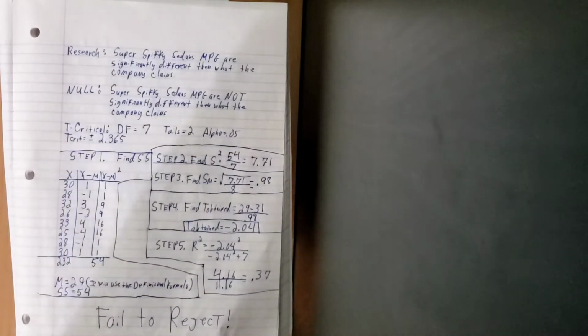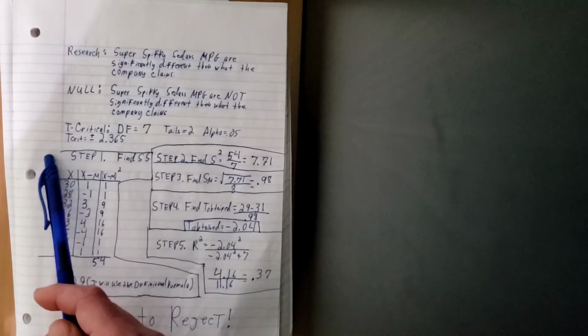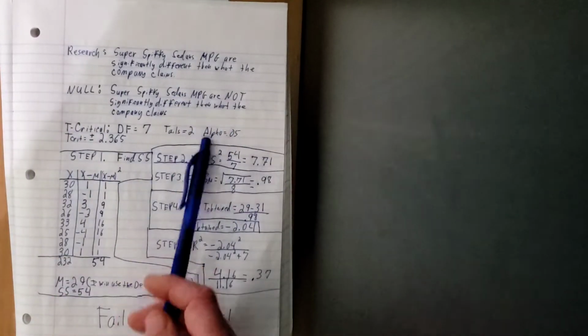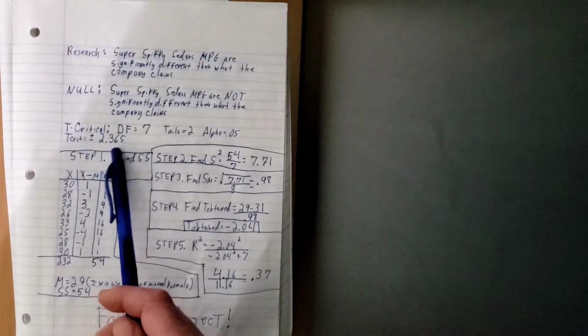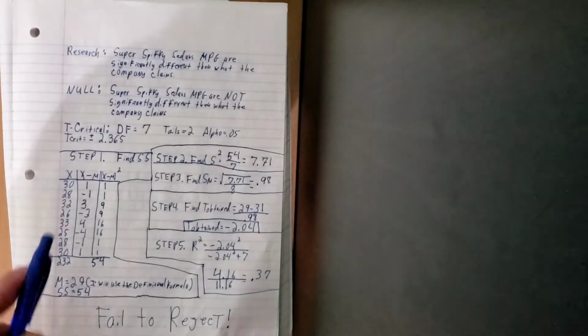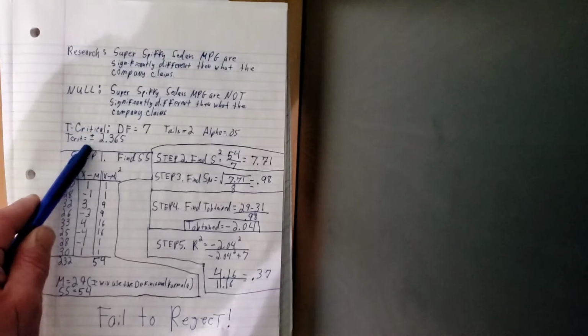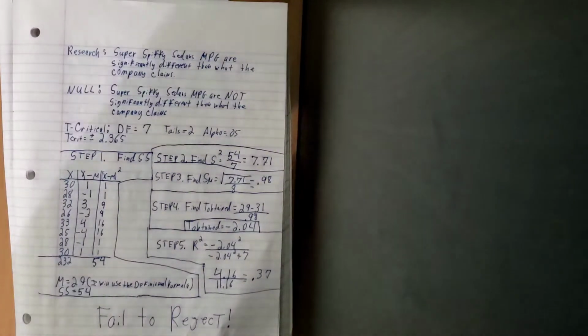If you go in your T table and you go to 0.05, two tails, down to degrees of freedom of 7, you will see that the corresponding value is 2.365, and the correct way to write that would be plus or minus 2.365.